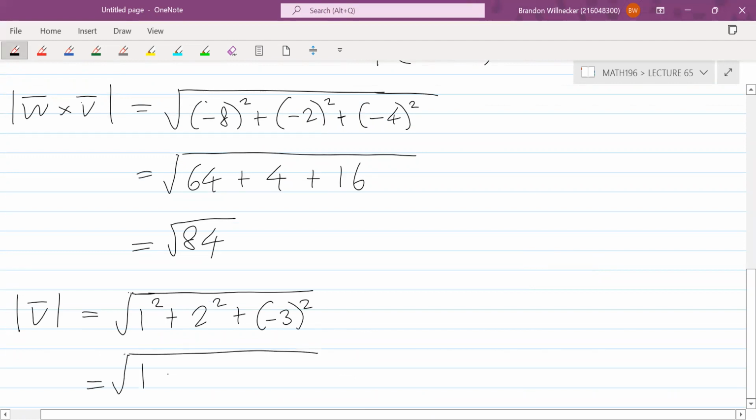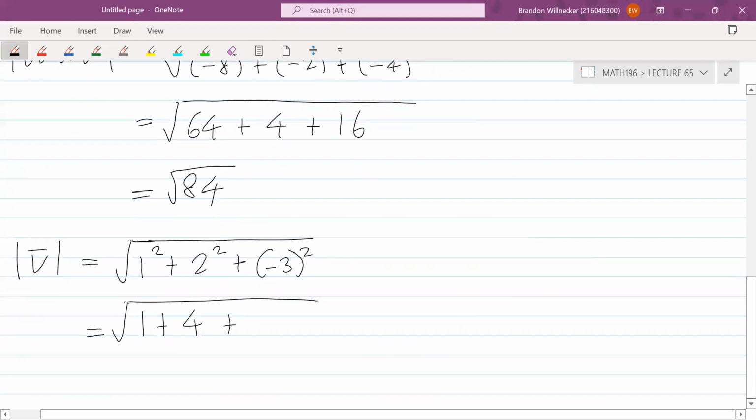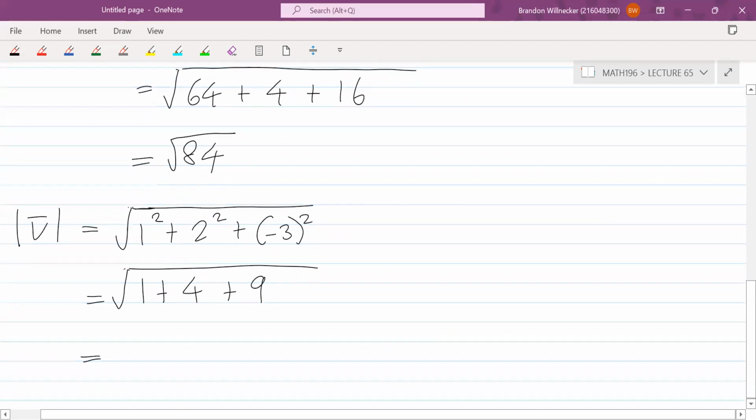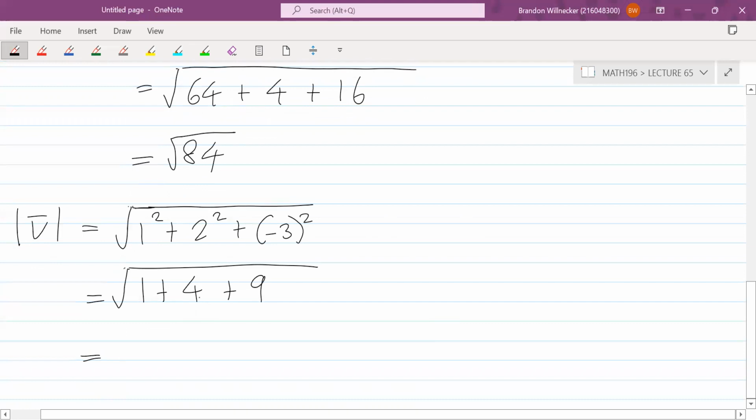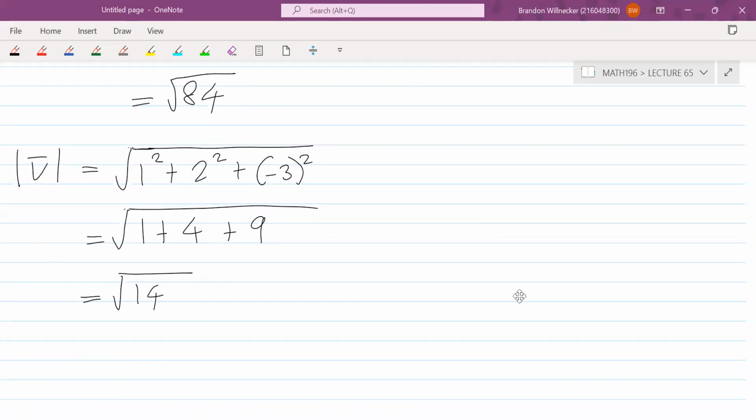Okay, so 1 squared, that's 1, 2 squared, that's 4, 3 squared, that's going to be 9. Okay, so that's going to be 9 plus 1, that's 10, plus 4, 14, so root 14. Okay, so finally we can take the quotient, and then that will give us the shortest distance.